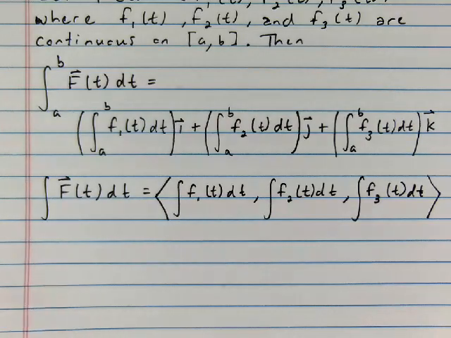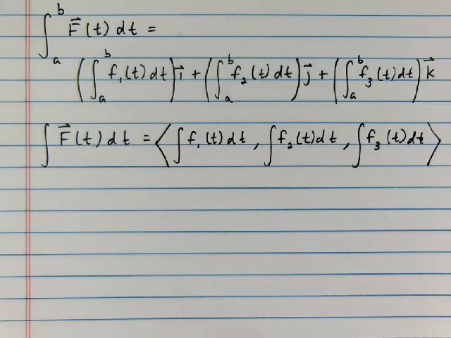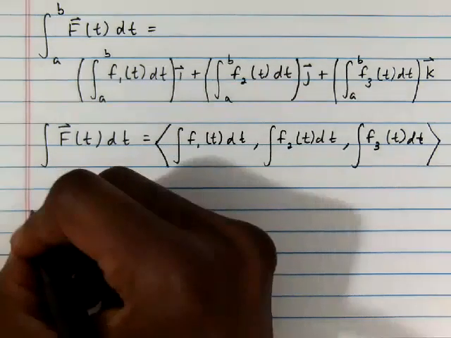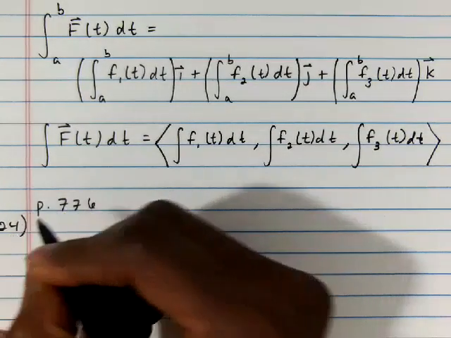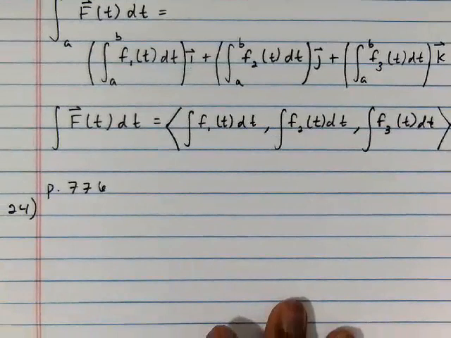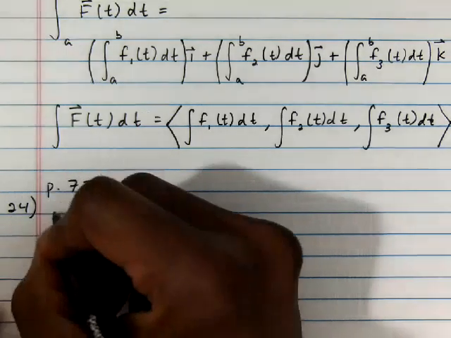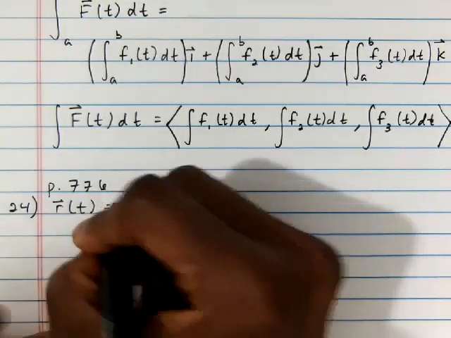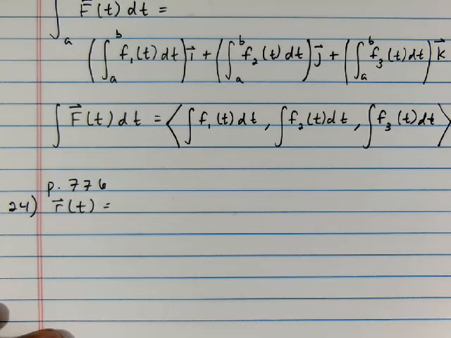All right, so now we talked about derivatives and integrals of vector functions, so we're ready to go ahead and do some examples. So I'm going to start on page 776. We'll do number 24, which says, in exercises 22 through 27, find the velocity, speed, and acceleration of an object having the given position function. And they give us r of t equals e to the negative t, comma, e to the negative t.